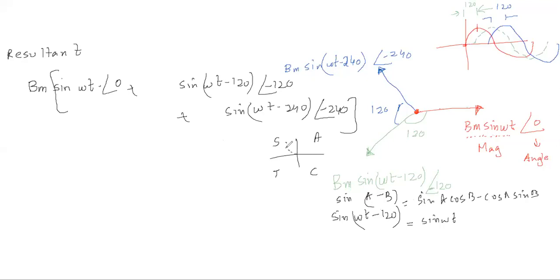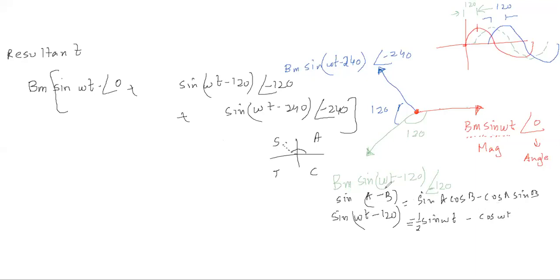So cos of 120 is somewhere here. It will be equal to minus cos of 60 because cos is negative in the second quadrant. So this will be equal to minus half. Okay. And when we do minus cos A sine B, so it will be cos omega t.